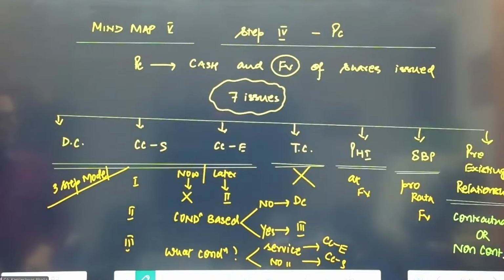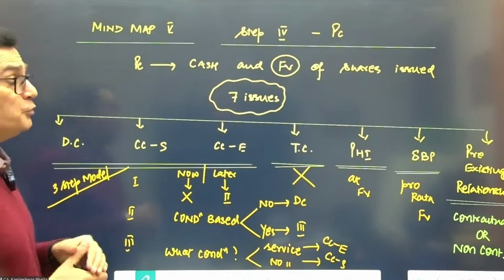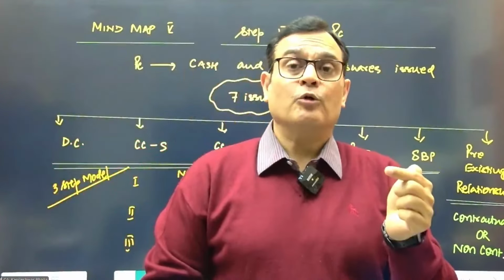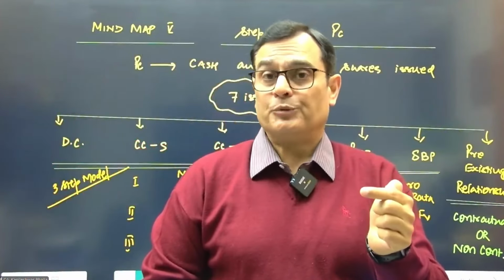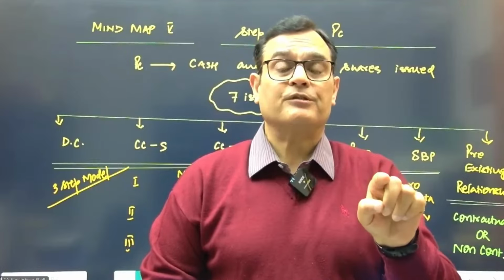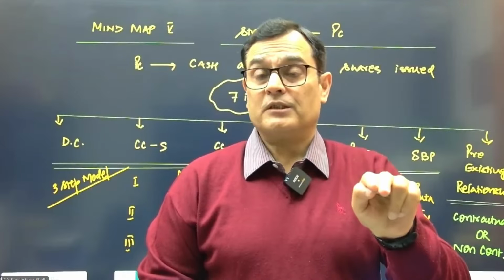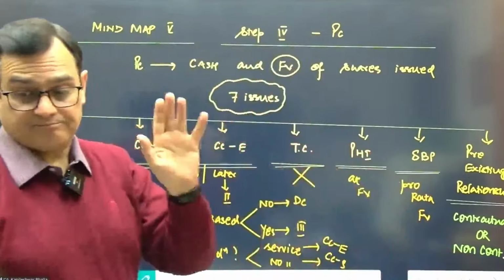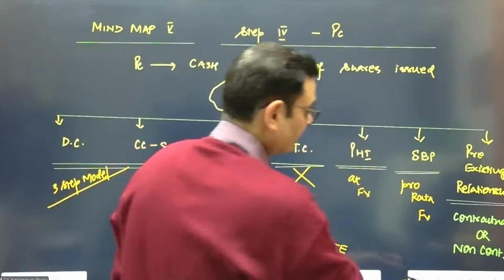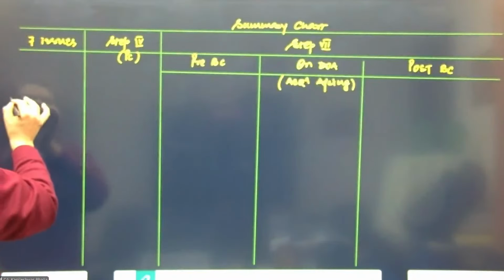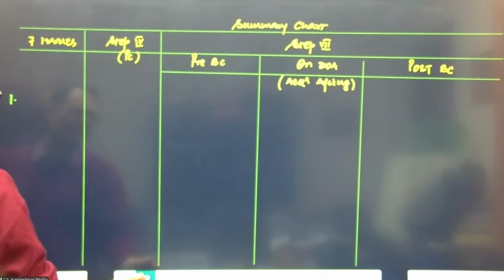Okay, so now we're working upon these 7 issues. We'll go through the application of these 7 issues in terms of step number 4, how you take care of them in the purchase consideration, and then the impact on the journal entries in terms of step 7 before the business combination, on the date of acquisition, or after the date of business combination. Now, let's proceed. Let's begin with the very first agenda, and that is deferred consideration.